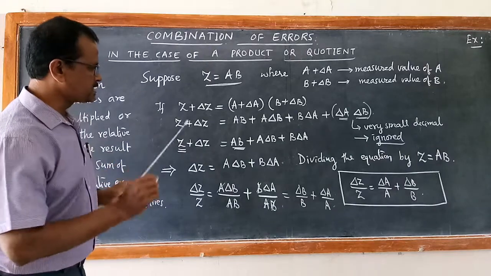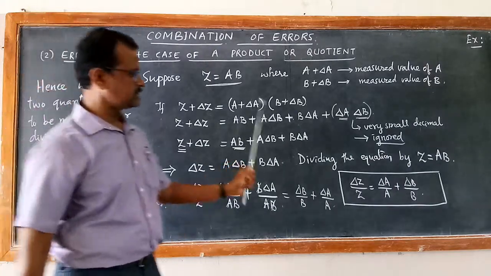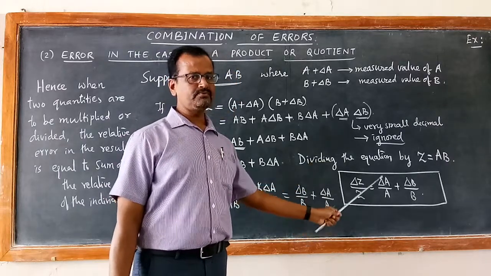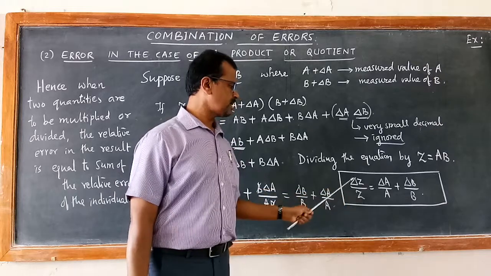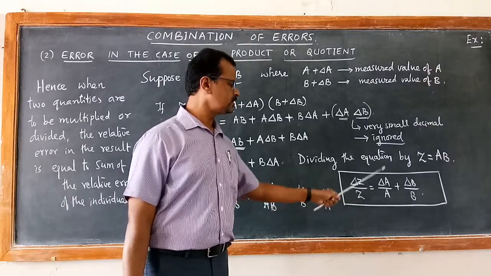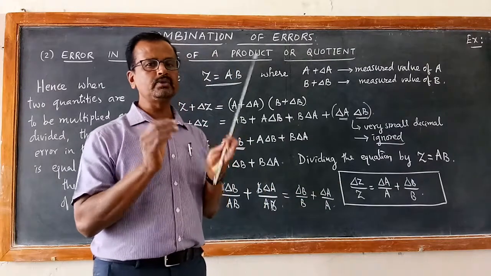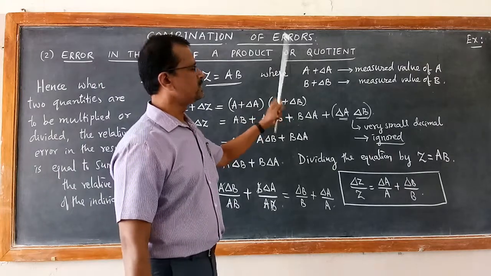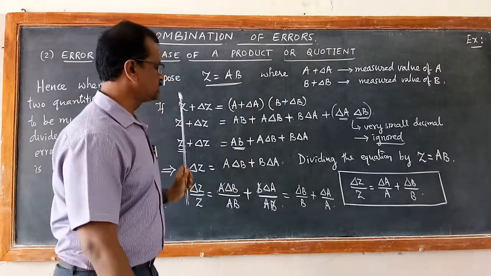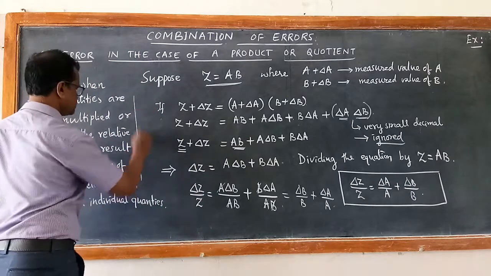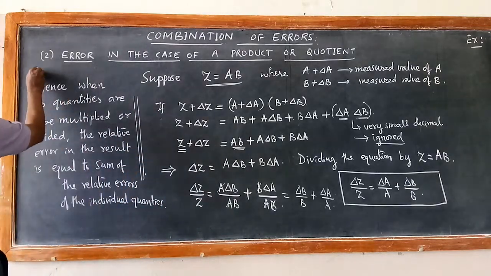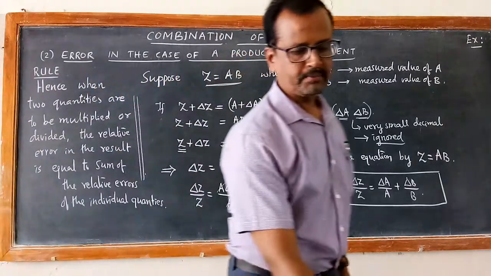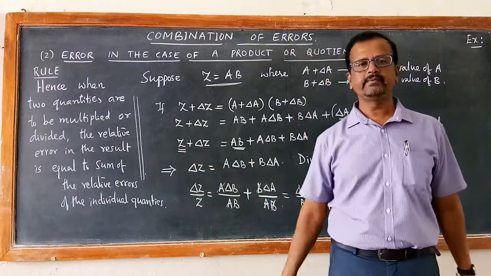It means the maximum error in the result, listen here once again, maximum error in the result is equal to the sum of the relative errors. Maximum relative error in the result is equal to the sum of the relative errors of the individual physical quantities, whether it is a product form or a division form or a quotient form. This rule is very important. This is the second rule for product form. Now we will solve a problem based on this, then the rule will be very clear.